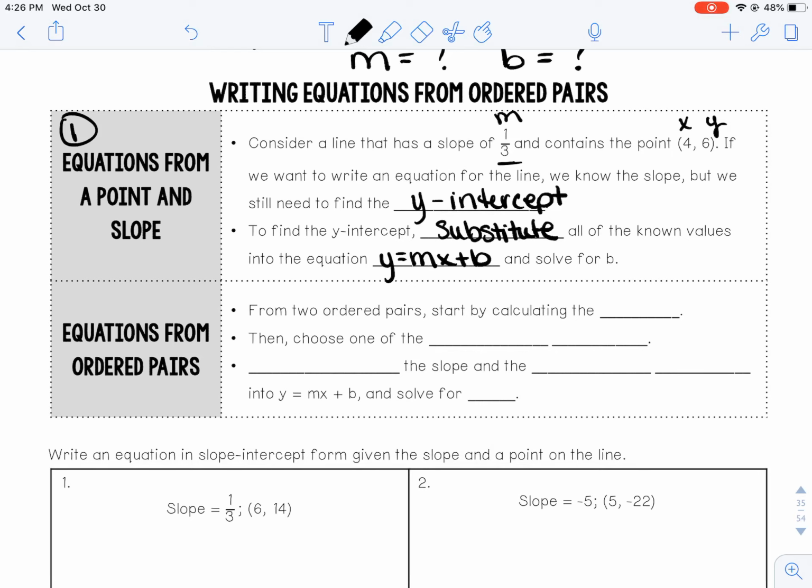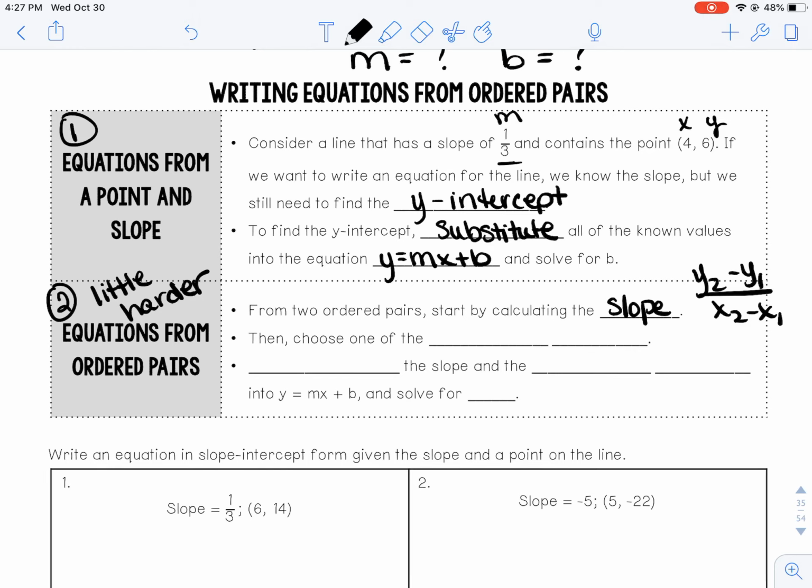The second scenario that we have, which is on the back of our notes, is just a tiny bit harder, so I'm going to put a little harder. Okay, they don't give us the slope like they did up top with the 1/3. They give us two ordered pairs, and we have to calculate the slope like we've been doing with y2 minus y1 over x2 minus x1, and hopefully you're pretty good at that by now.